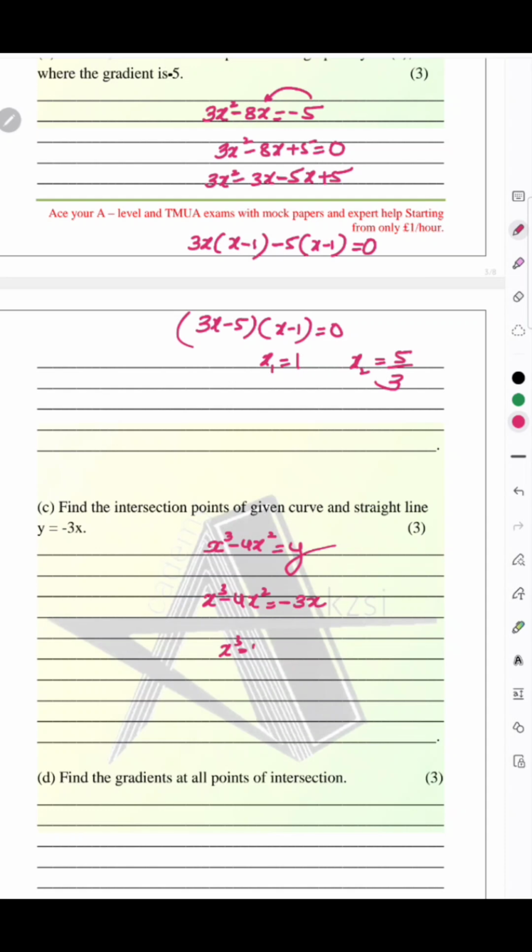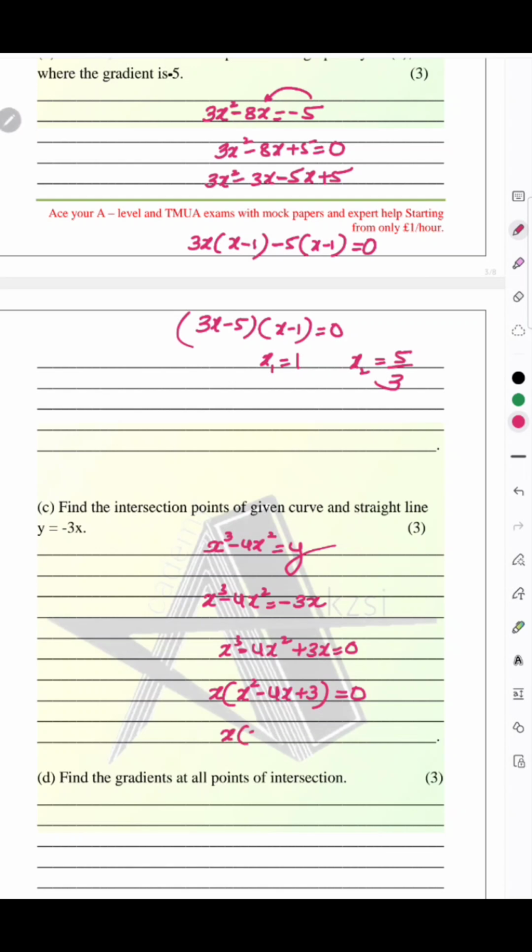X cubed minus 4x squared plus 3x, I have brought negative 3x onto the left hand side. I can take out x as common. It's x squared minus 4x plus 3. Now x squared minus 4x plus 3 is a quadratic expression, and we can factorize it further. Product is 3 and sum is negative 4. That means negative 3 and negative 1 are the numbers.